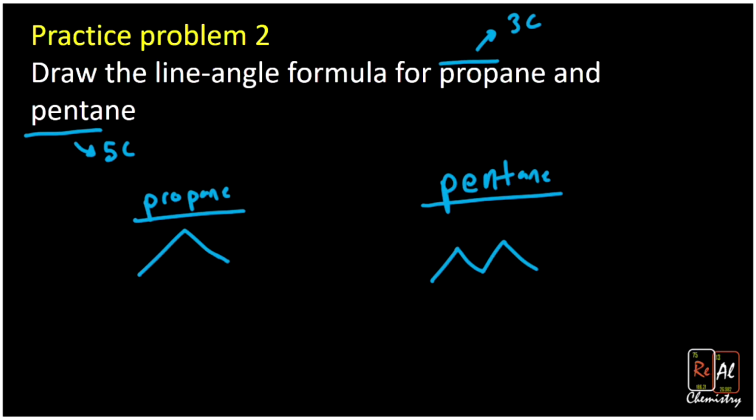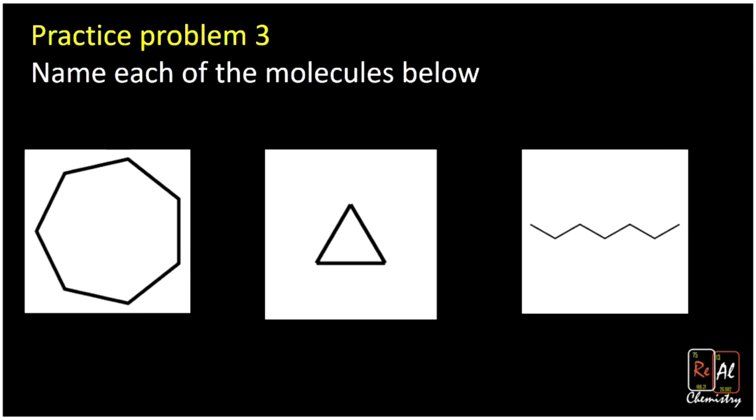All right, last practice problem. Name each of the molecules below. So this just involves counting the number of carbons and then adding cyclo if it makes a ring and not adding cyclo if it doesn't. So let's start here. How many carbons? 1, 2, 3, 4, 5, 6, 7. All right, 7, you may or may not remember, refers to heptane. So this would be heptane.